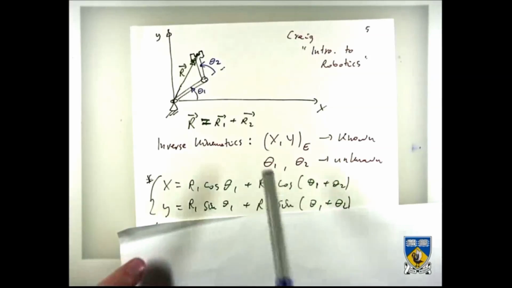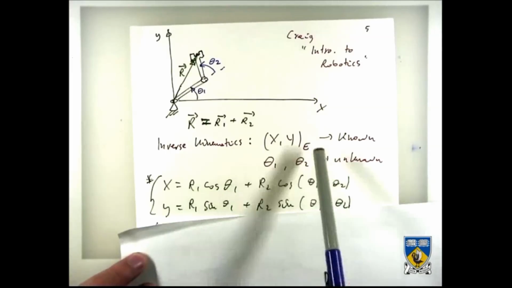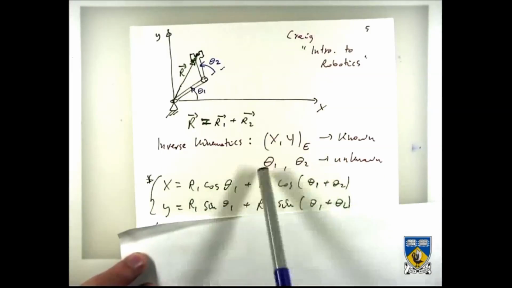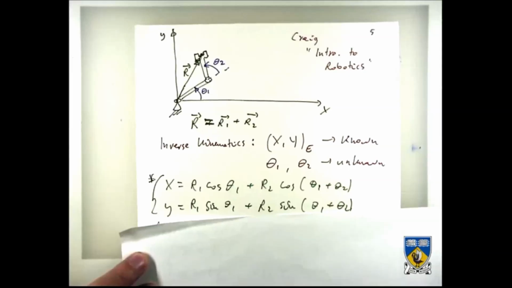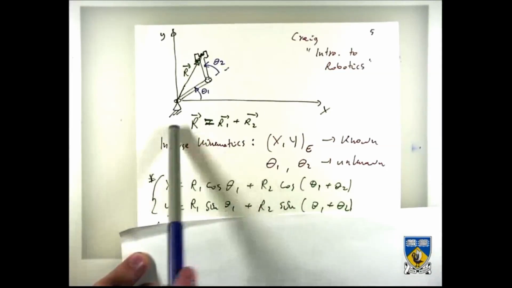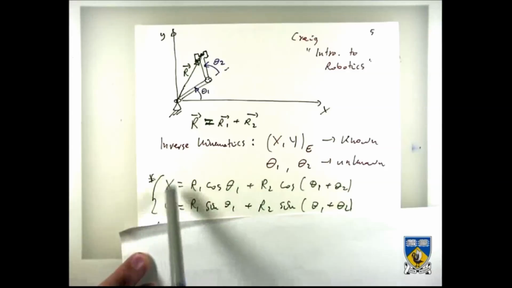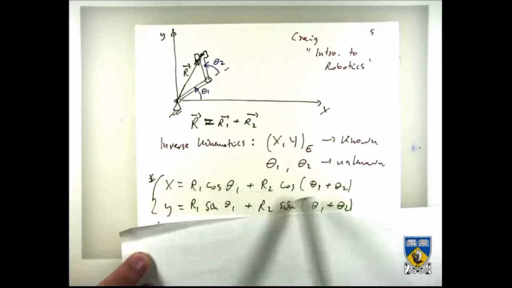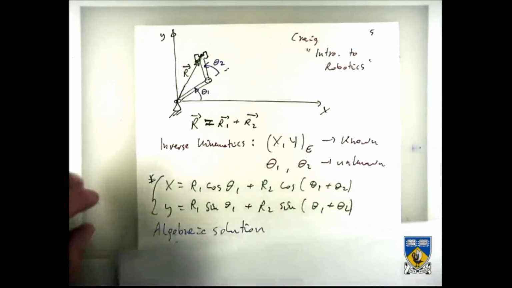Okay, so we have XY coordinates for the end effector, and we are looking for joint angles θ1 and θ2. Okay, and these are therefore the equations, that is the projection of this simple vector equation to coordinate axes. So these guys on the left are known. We are looking for the angles that are under these trigonometric functions.